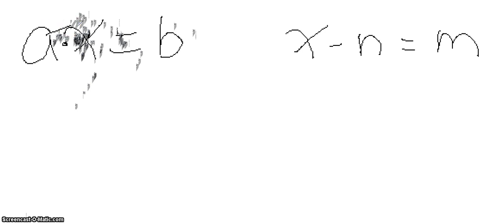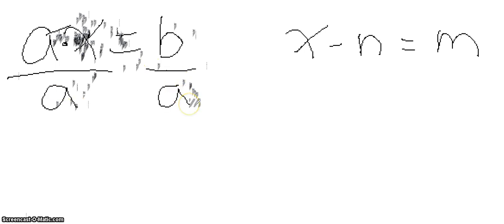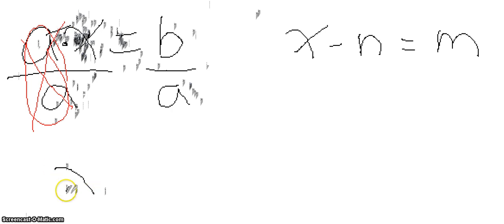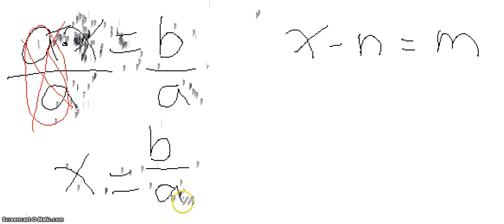In this case, we have a times x equals b. Well, we want to undo the multiplication of a times x to get x alone, so we divide both sides by a. And you'll find out that a times x divided by a, they'll cancel each other out. And what we're left with is x is equal to b divided by a, and we just leave it like that because these aren't like terms, they're two different variables. We just leave it like that.